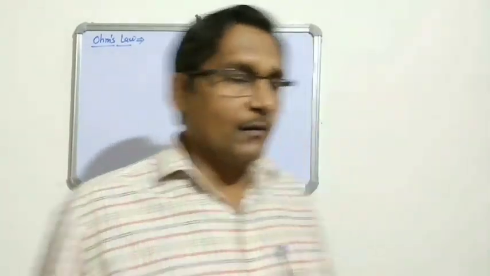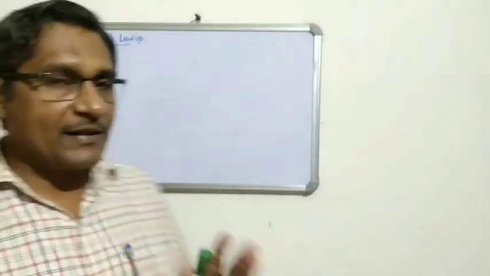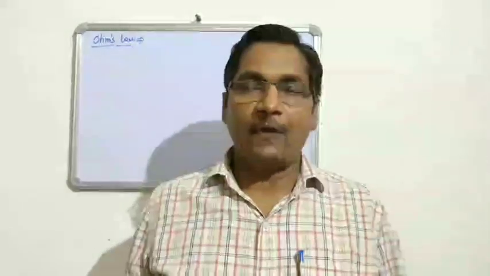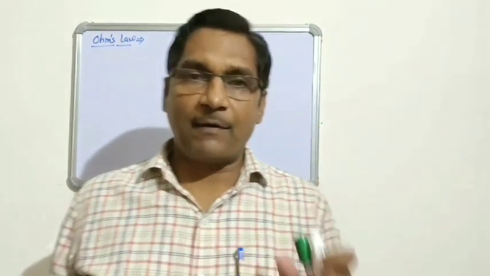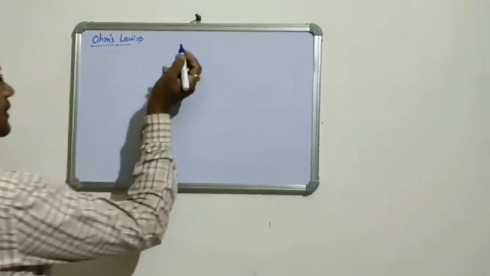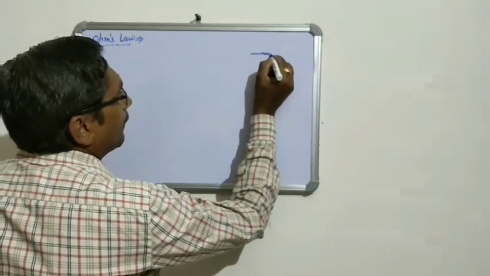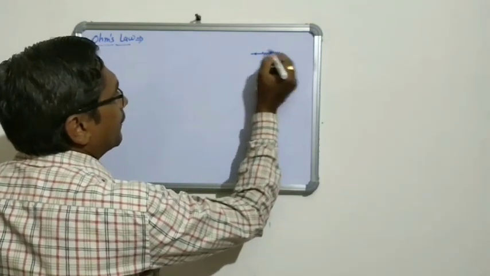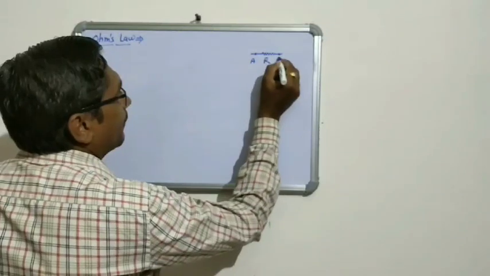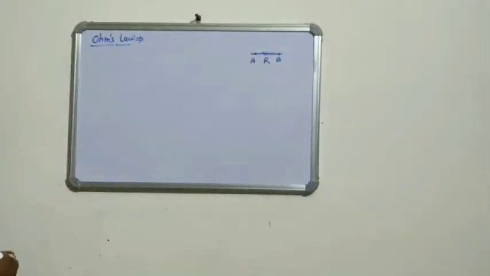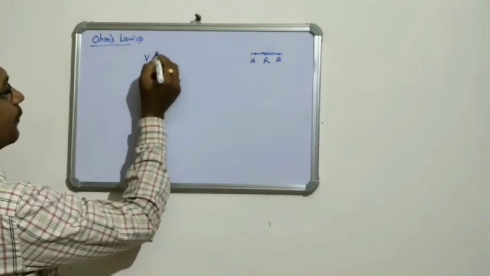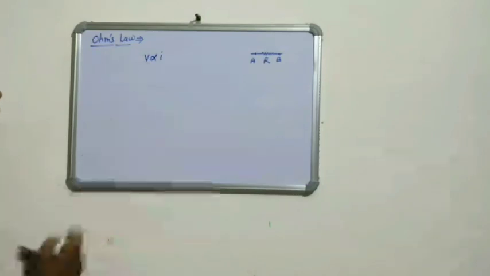Okay? Again I repeat, when physical conditions are constant, then the potential difference developed between the two ends of a wire is directly proportional to flowing current. So here, potential difference across the wire, suppose this is a resistance wire, and these are the two ends, A and B. Then the potential difference between A and B is directly proportional to flowing current. So V, the potential difference, is directly proportional to flowing current.